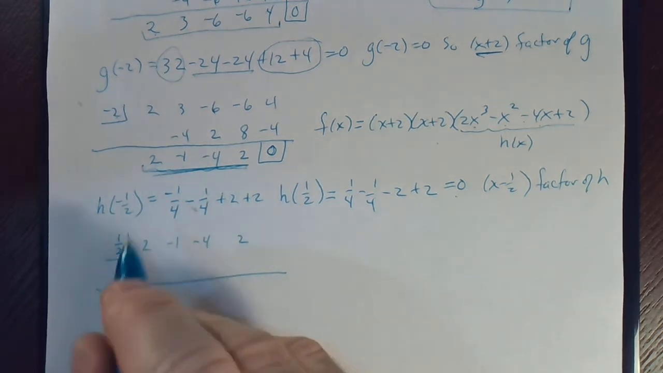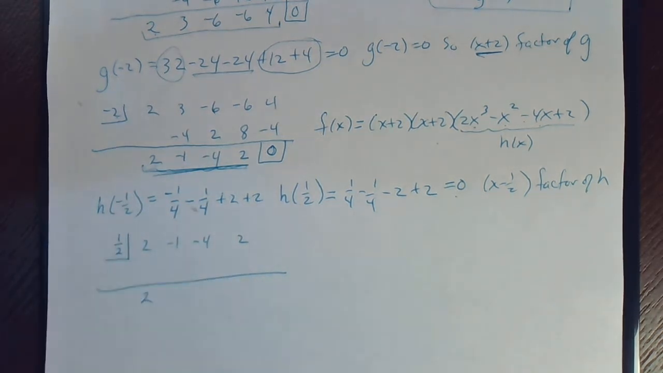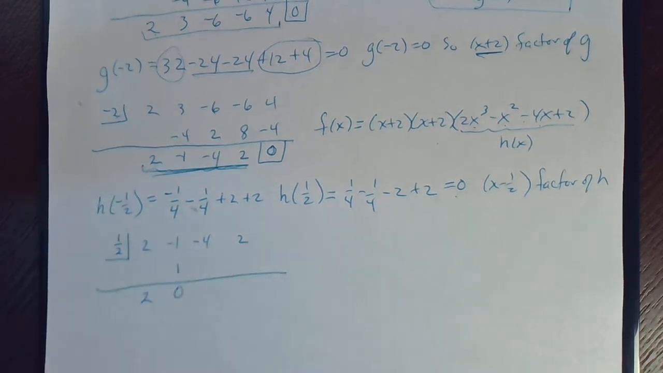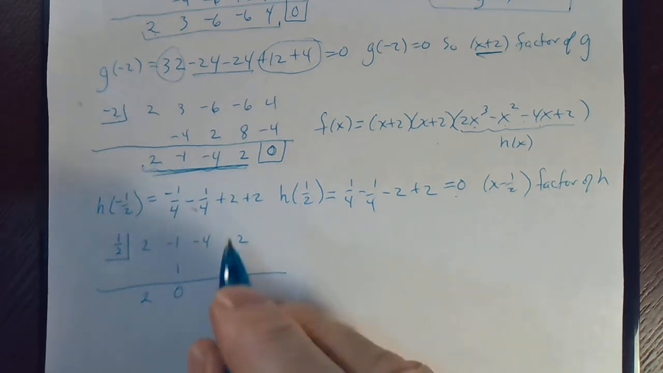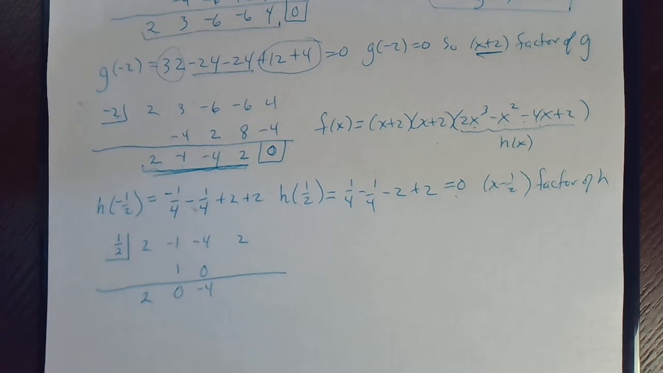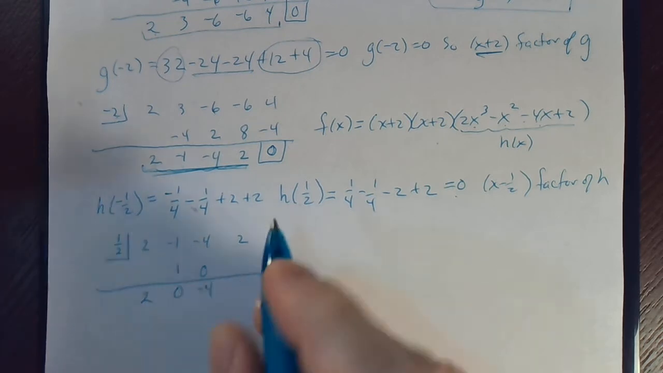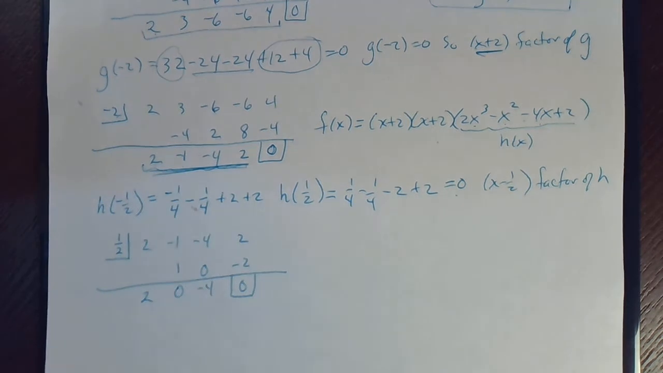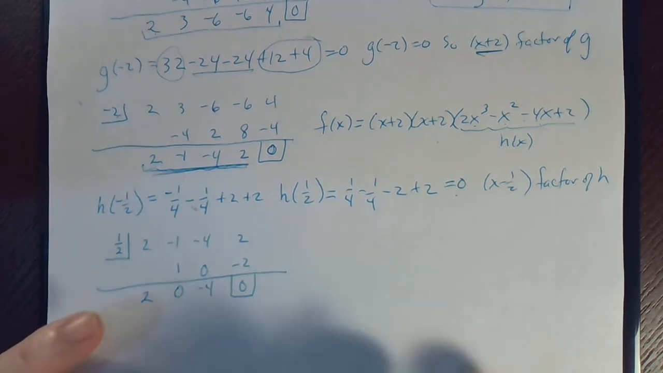Okay, 2, and then 1/2 of 2 is 1. And that column adds to 0. So 1/2 of 0 is a 0, so we get negative 4 when we add the column. 1/2 of negative 4 is negative 2, and as expected, we got a 0 remainder. All right, we're very close now.